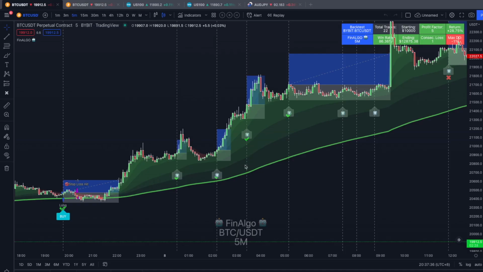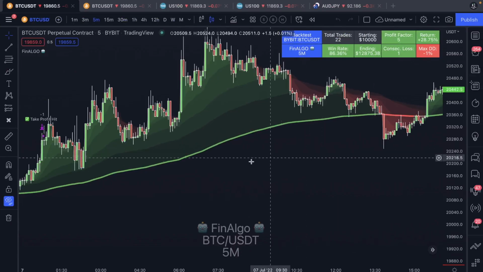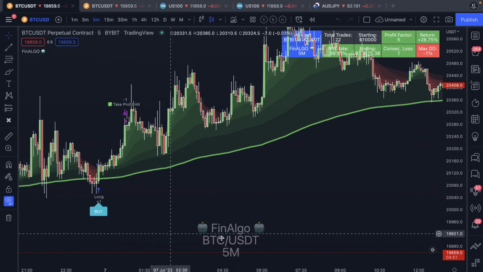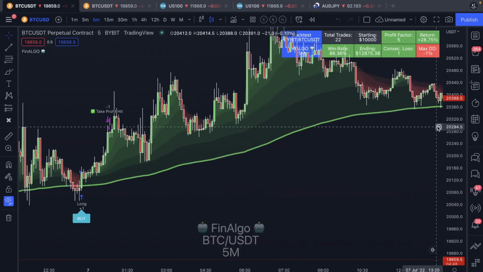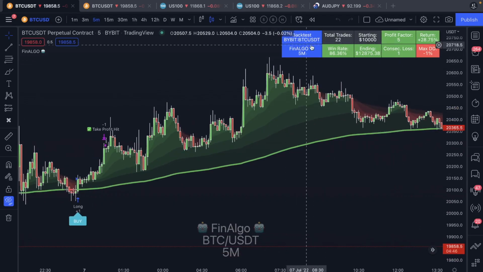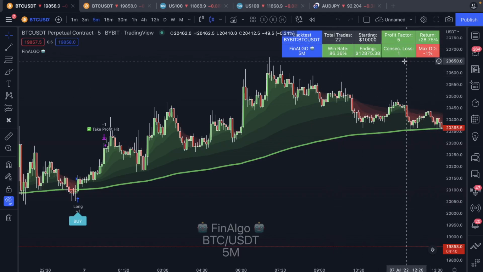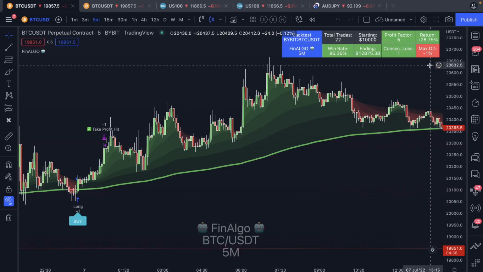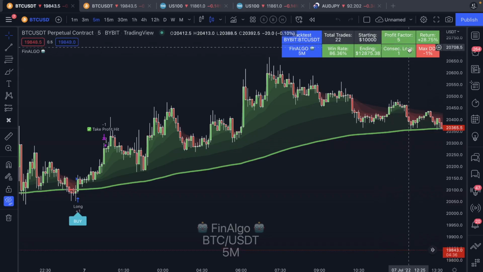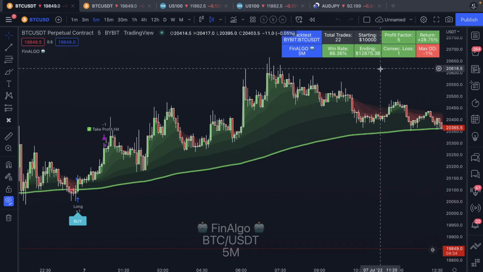In this video today, I will be finally talking about the FinALGO, the FinALGO TradingView strategy. Alright, now guys, let me explain the FinALGO. Here we see the strategy dashboard with a total of 22 trades and an 86% win rate, with a return of 28% gain on account, a profit factor of 5, with only one consecutive loss in a row.